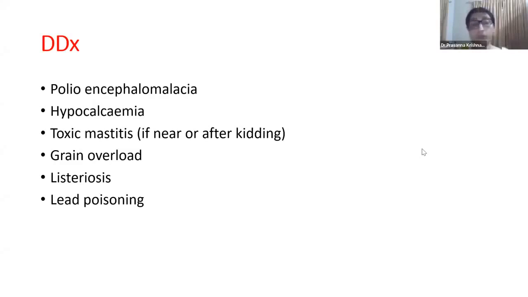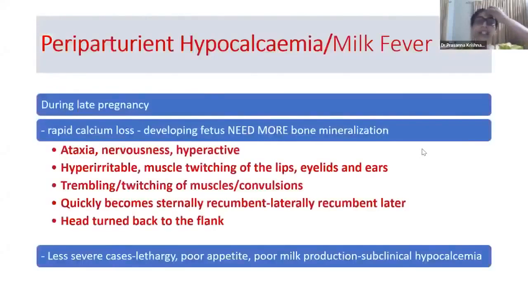Listeriosis is easy to diagnose. We can identify it by culture and sensitivity of the Listeria organism. Then lead poisoning also, from history and by checking the tissue, we can come to some conclusion about whether there is any poisoning by heavy metals.